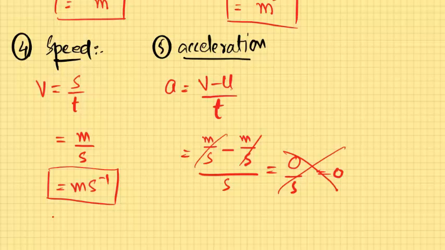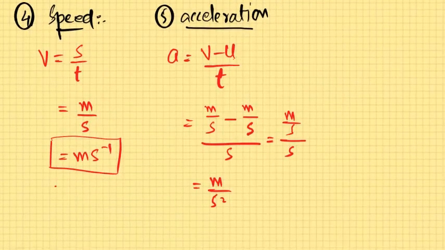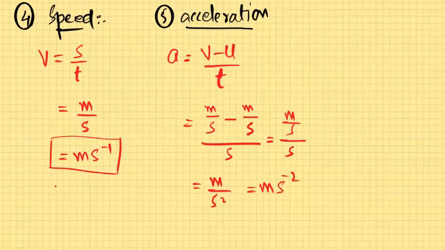meters per second minus meters per second is not 0, but meters per second. So let me correct it for you. This is meters per second over seconds, and that becomes meters per second square. And you can also write it as meters second power minus 2. So they both are the same thing.